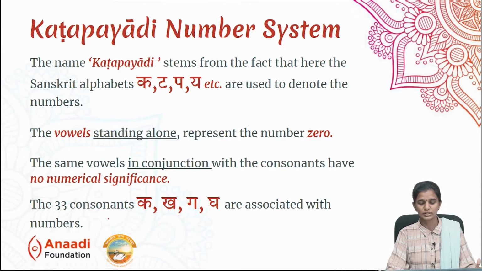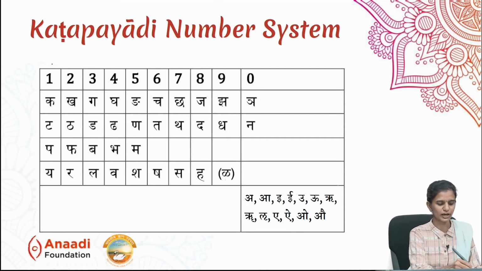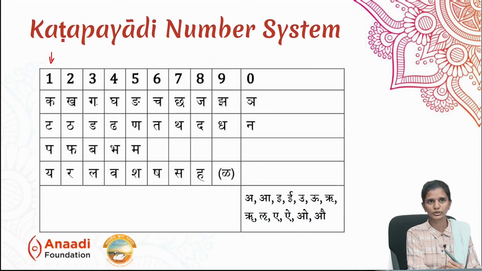The same vowels, when in conjunction with the consonants, will not have any numerical significance, which means we are going to ignore that. The consonants Ka, Kha, Ga, Gha, etc. will have numerical values. So this table gives the numerical value for each letter in the Katapayadi number system. As the name says, we have given the value 1 for the letters Ka, Ta, Pa, Ya. Now, the succeeding letters will have increasing values.